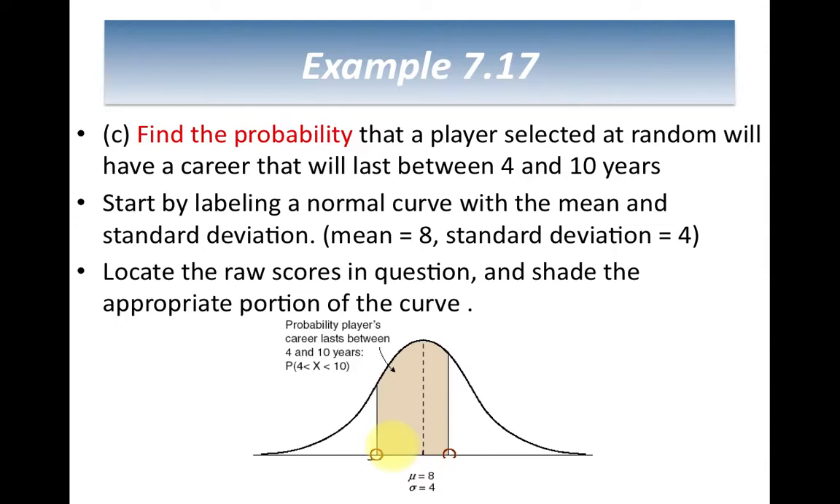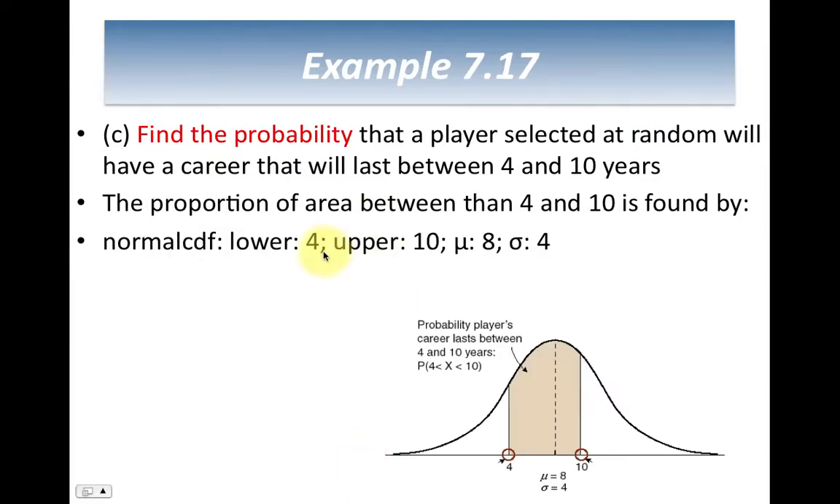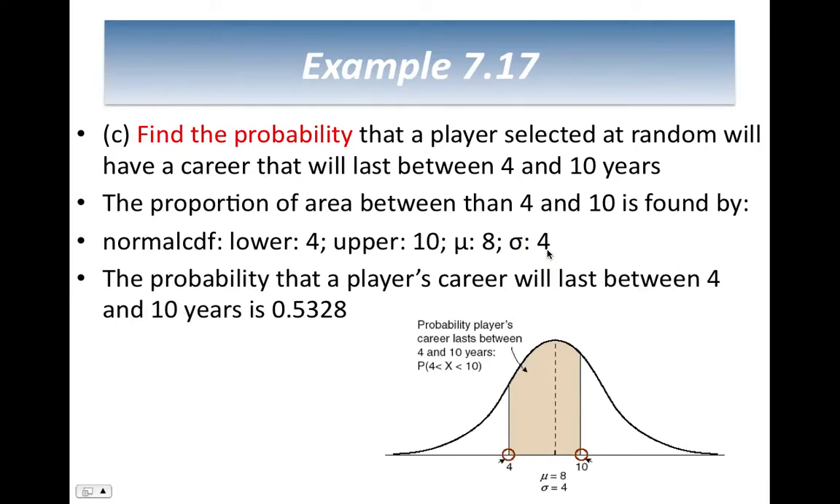Okay, so on our calculator, we always enter the lower raw score first, then the upper raw score. So it's going to be 4 for the lower, 10 for the upper. The mean is 8. The standard deviation is 4. And entering that into the calculator, you're going to get an area of 0.5328. So the probability that a player's career will last between 4 and 10 years is 0.5328, 53.28%.